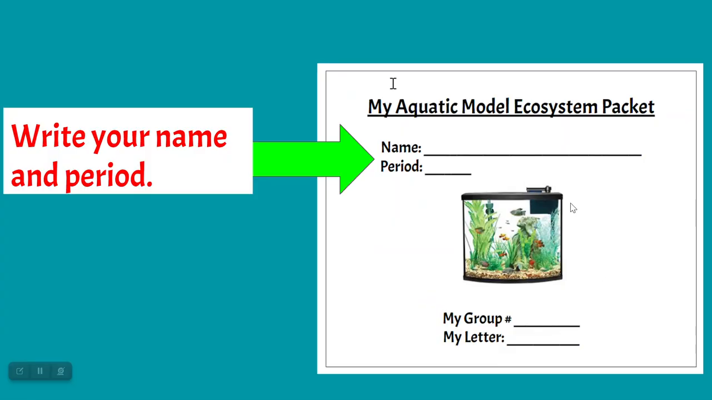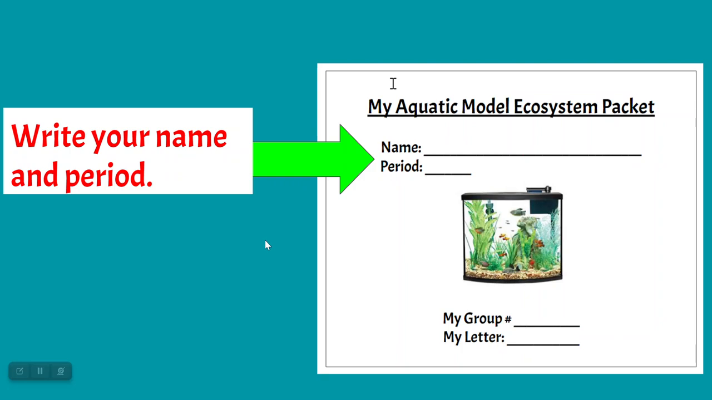All right, everybody has gotten a packet called My Aquatic Model Ecosystem Packet. Please write your first and last names, write your period. Your group number is your table number for Mrs. Thomas's class. It probably is your table number in all classes. And then we'll talk about how you get your letter in a moment.